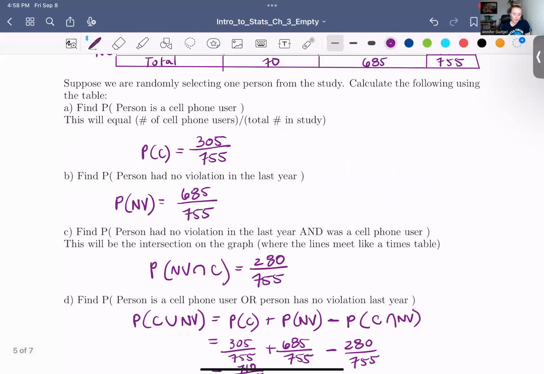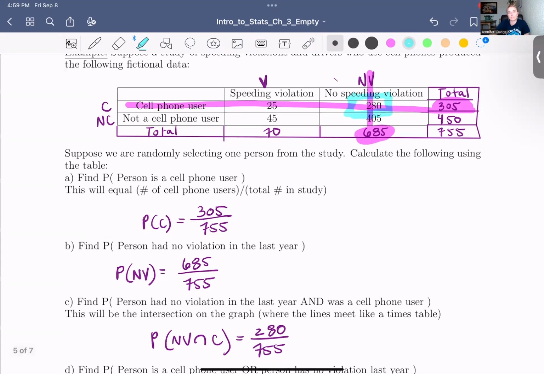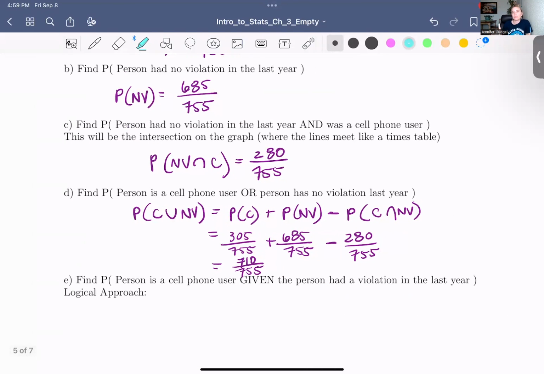If we want C, cell phone users or speeding violations, we would count all of the cell phone users. That's where this number comes from. All of the no violations, that's where this number comes from. But you see that by counting these, we have counted that 280 twice. It got counted on the first round and it got counted again. That's why it's being subtracted out because it only gets to be counted the one time. That's kind of a visual representation of how that addition rule or that or statement formula works.